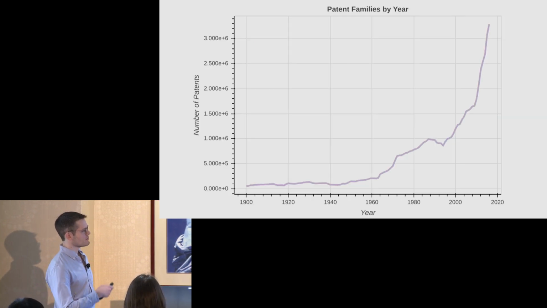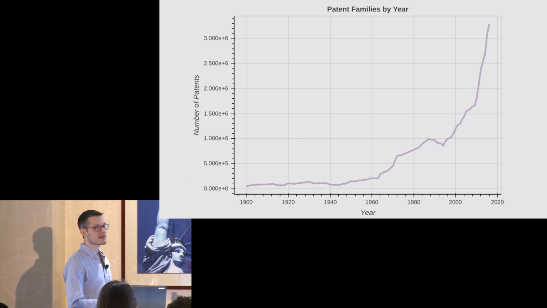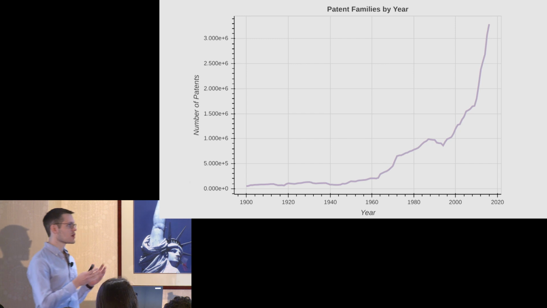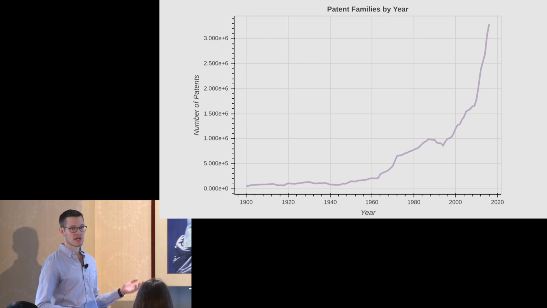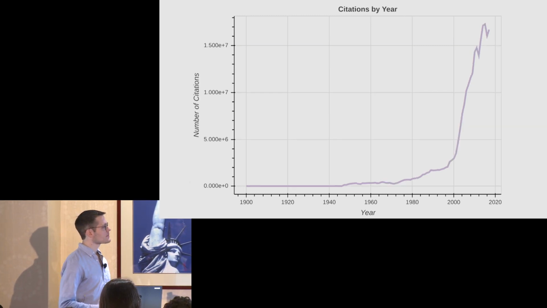And then if you change the analysis a little bit and look exclusively at patent families, you start to see a bit of a different picture. When we reduce all of those down, we're seeing that we're actually getting a lot of independent patent families issued each year. And it's clearly on the rise in recent years.